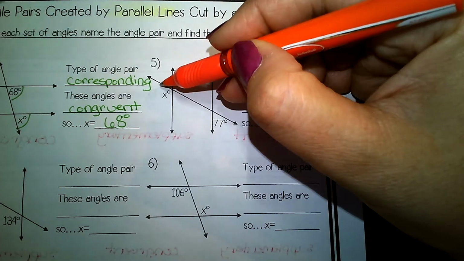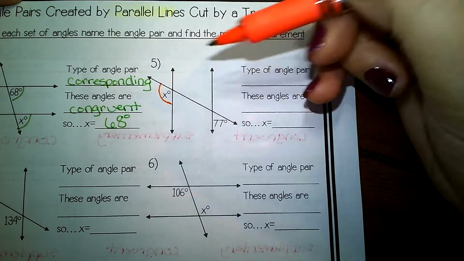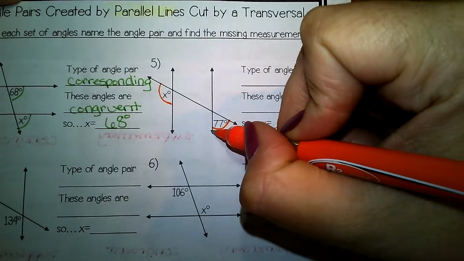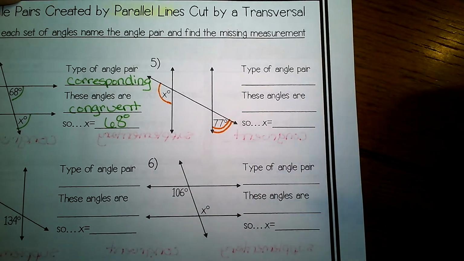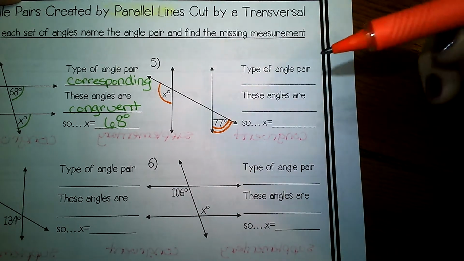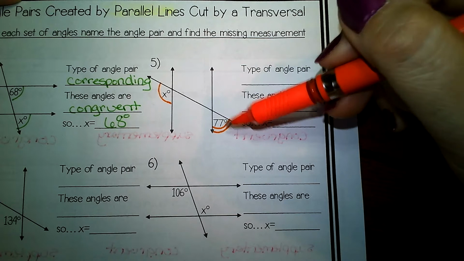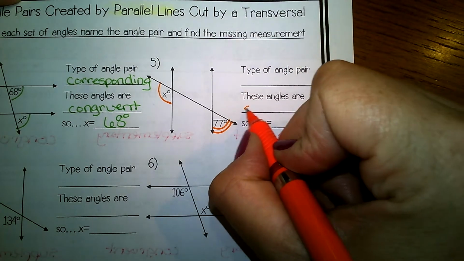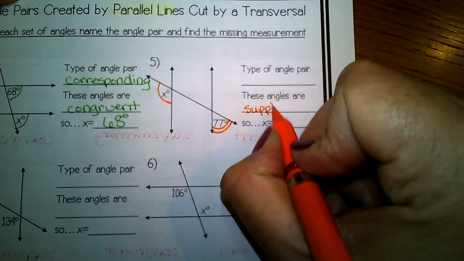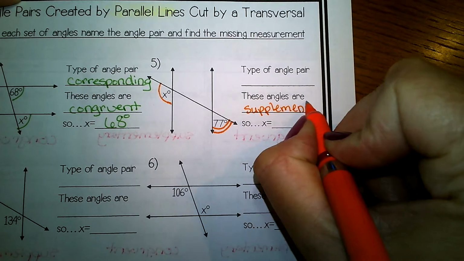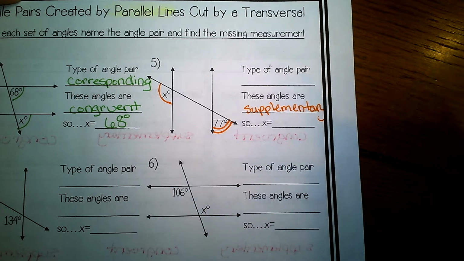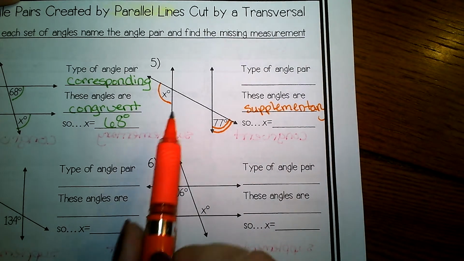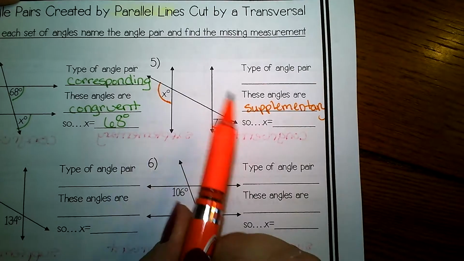Let's try number 5 together. First, we need to name the angle pair. Well, I've got x, which is obtuse. I've got 77, which is not obtuse. It is acute. So I know these two angles are not going to be congruent to each other. So right now, I know they're not congruent, so they have to be supplementary.